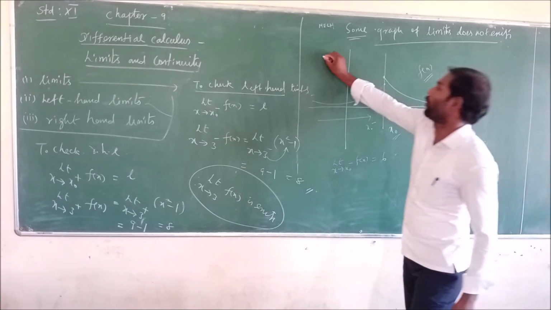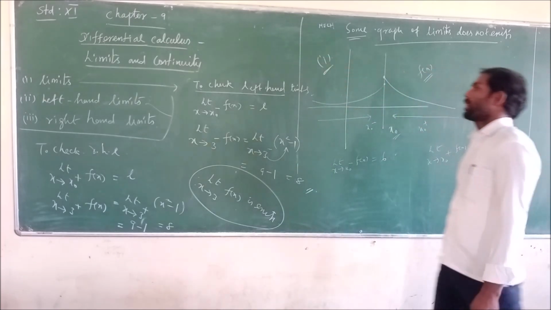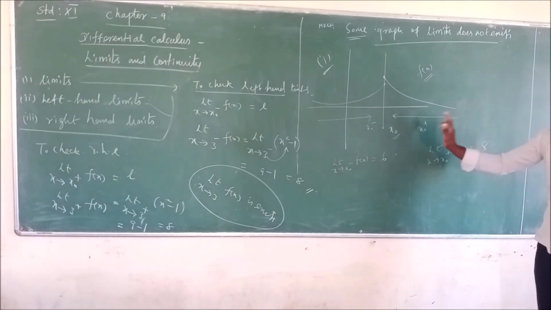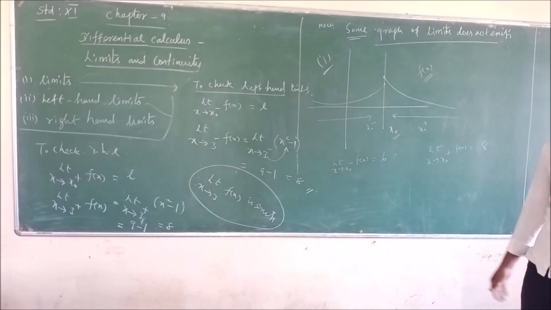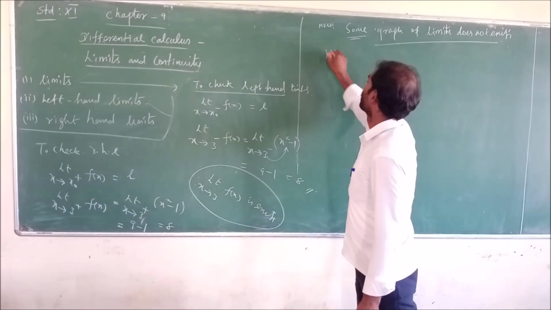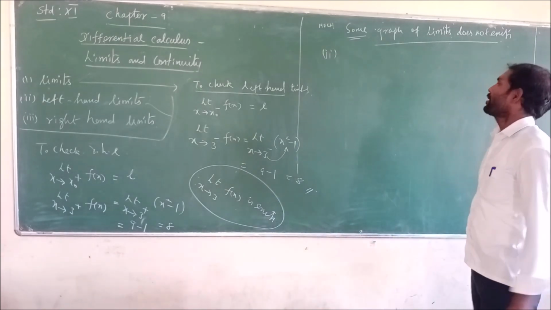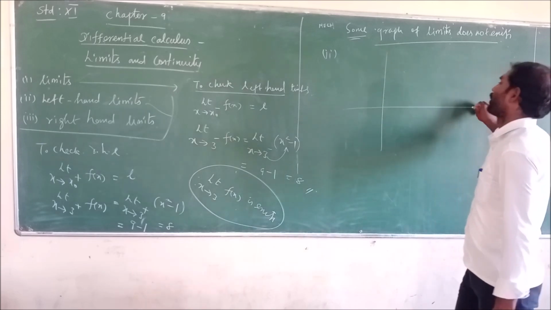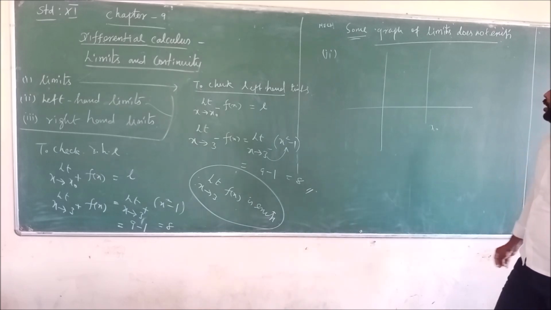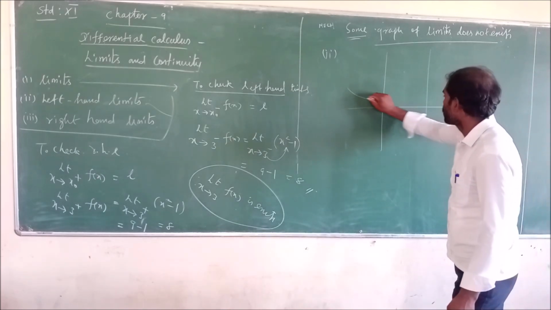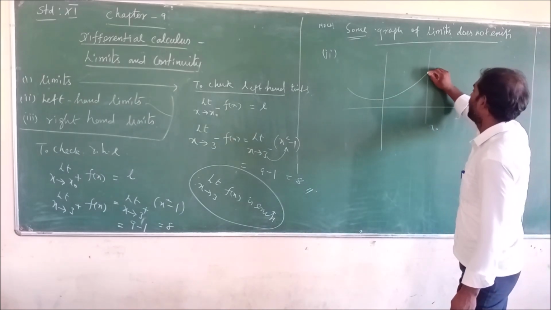This is the first condition. The limit does not exist for the first condition. And the second condition is for another graph. In the second graph, for a function at the point x naught, the function only approaches from the left-hand side, the left-hand limit.